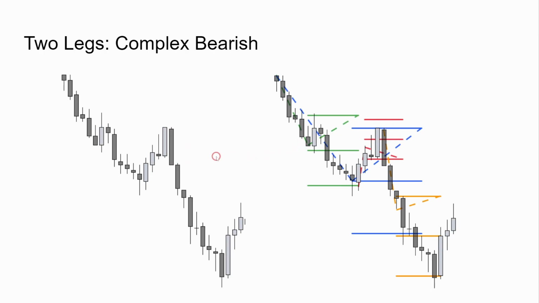So just because you see a move that looks like it can have a second leg doesn't mean it will have a second leg. Things fail all the time in the stock market. The last leg is this orange leg.